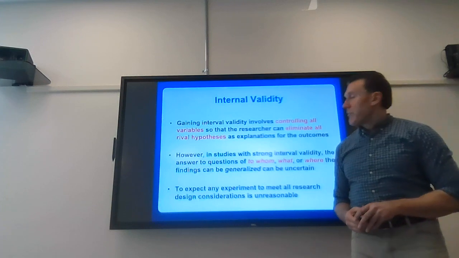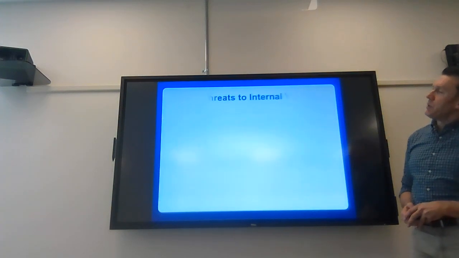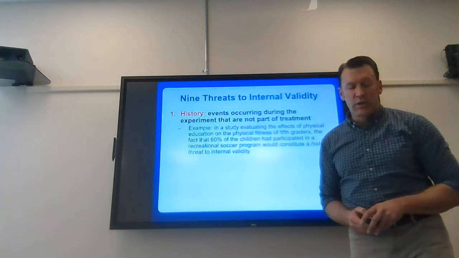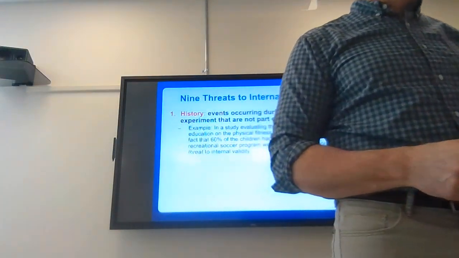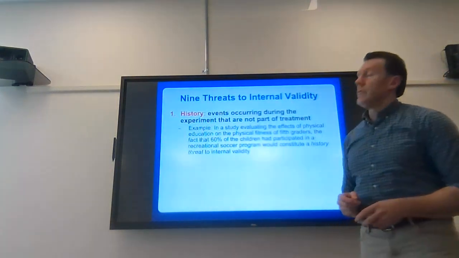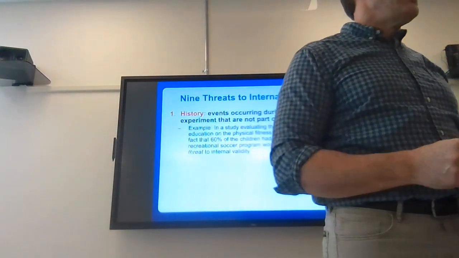Okay, so this book outlines 9 threats to internal validity. Okay, so I want you to be familiar with all 9 of these threats to internal validity. So the first one is history. Okay, so events occurring prior to the experimental period.